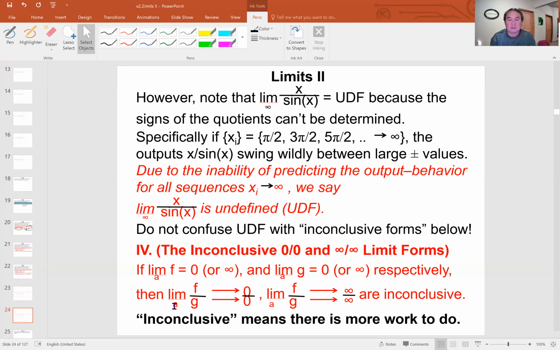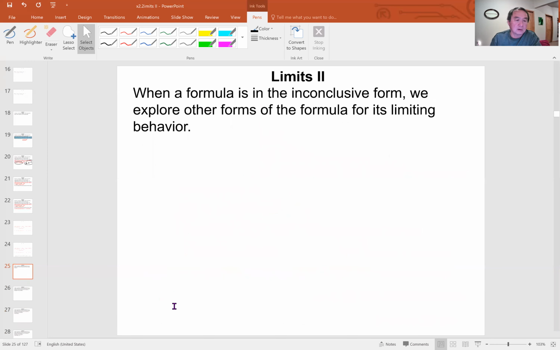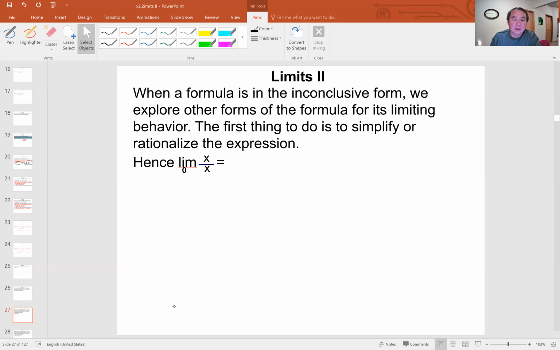What does inconclusive mean? It means plugging in gives 0 over 0 or infinity over infinity, which is a dead end. It tells us nothing, and tells us we have to find some other way to do the problem. Like what? One of the typical ways is to clean up the fractions and simplify.